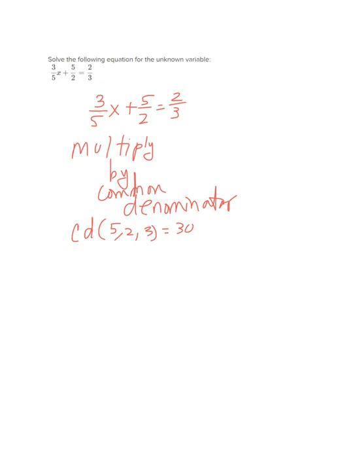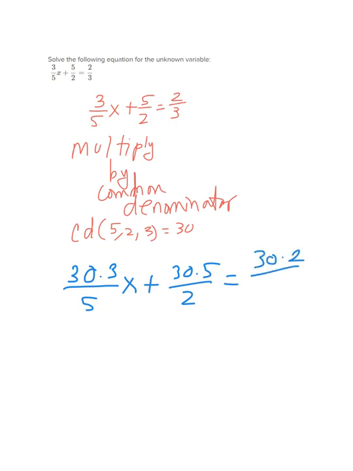So here we go. I'm going to have 30 times 3 over 5x plus 30 times 5 over 2 equals 30 times 2 over 3. It looks a lot more complicated, doesn't it? Because we're adding more numbers to the problem. But I think you're going to be happy with what happens next.